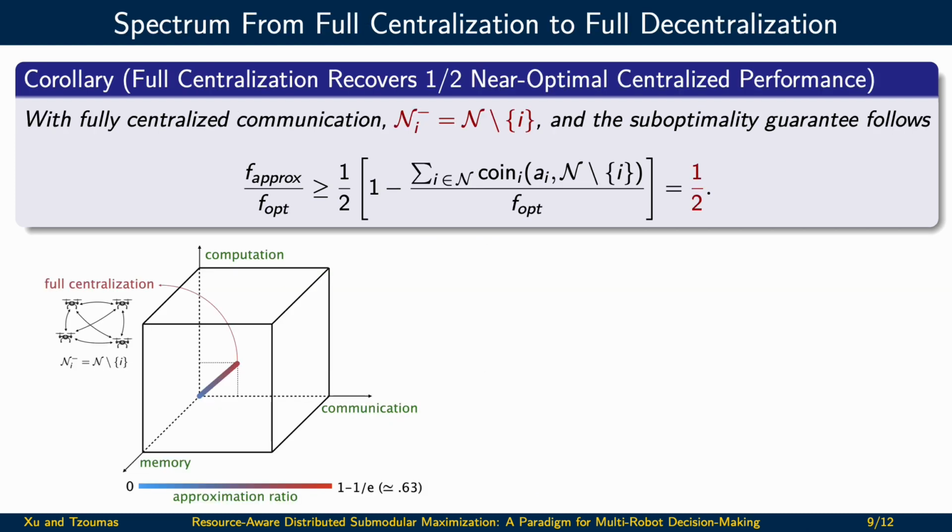The scenario with fully centralized communication is located, as we said, at the upper right end of the line representing the algorithm. In this case, our algorithm recovers the classical one-half near-optimal centralized performance, because now there are no non-neighbors for any agents, and coin for everybody will just be 0. The fully centralized case has an approximation ratio very close to 1 minus 1 over e, but the computation and communication requirements are also relatively more than in not fully centralized cases.